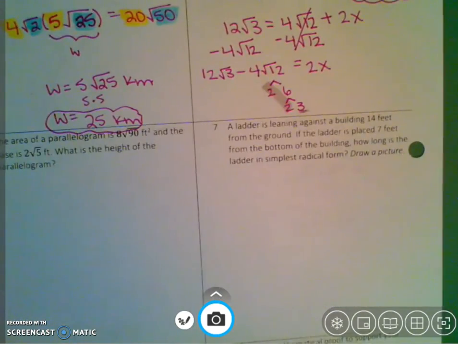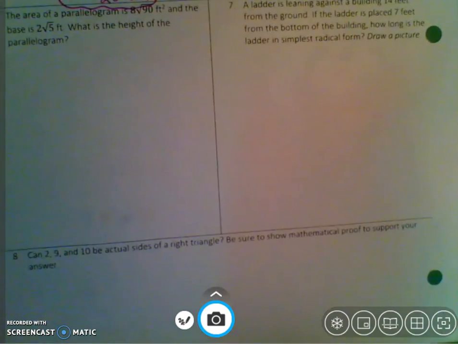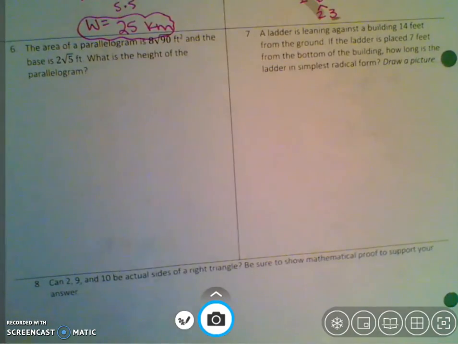Okay, so for the rest of this worksheet, for 6, 7, and 8, go ahead and look at the answer key that is posted on Canvas for the answers for these.